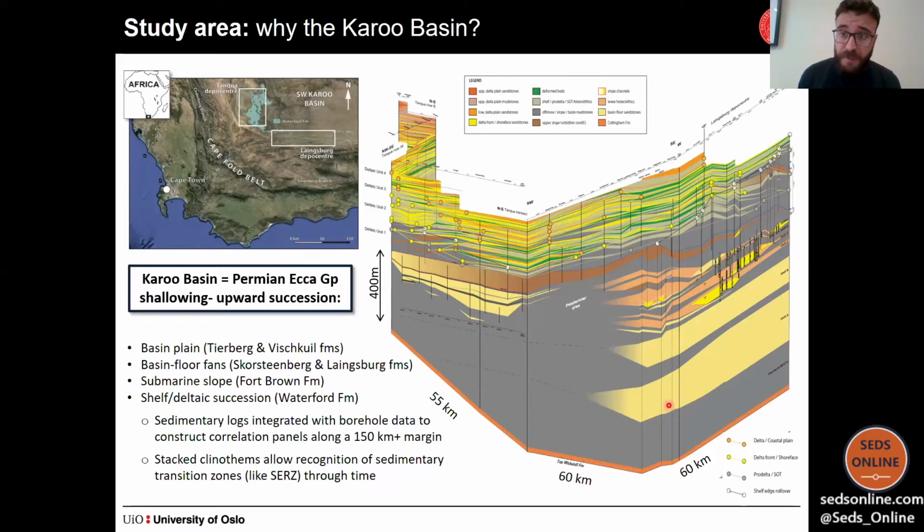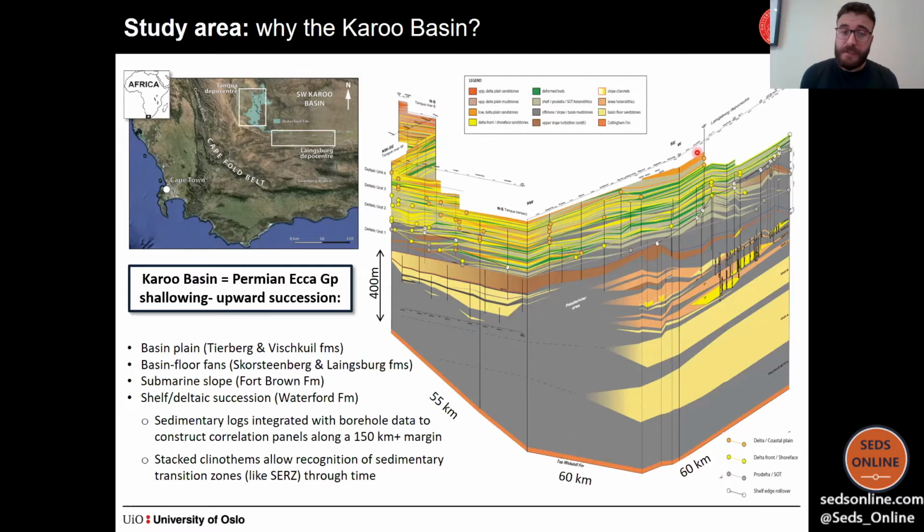There are several formation names which are not important, but the important part is that here we have 2 kilometers of stratigraphy that is really well exposed and is showing a transition from mud-dominated basin floor deposits, sand-rich basin floor fans, channelized slope succession, and then shelf and eventually coastal plain and paralic deposits.